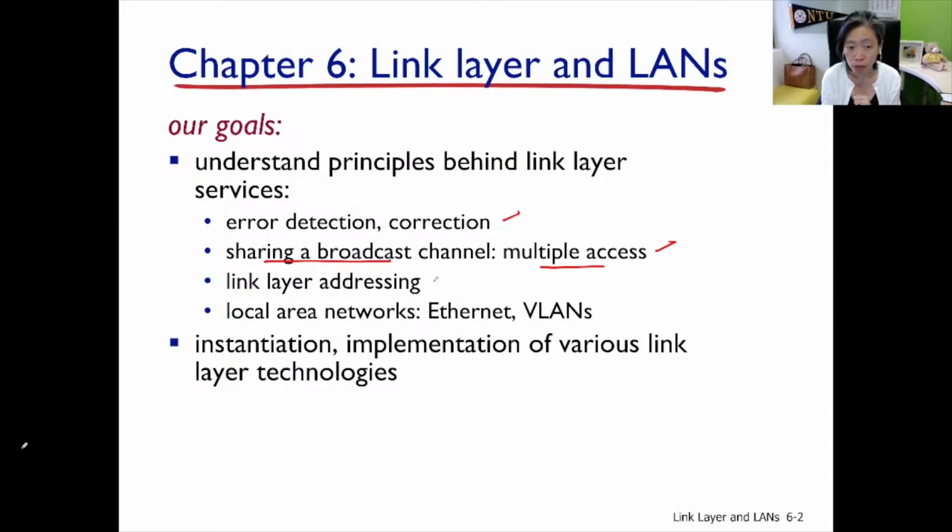You'll also hear about another set of addresses we use for link layer hosts, link layer nodes. So a combination of these might be selected and implemented in one of these local area network technologies, such as Ethernet, such as VLANs.